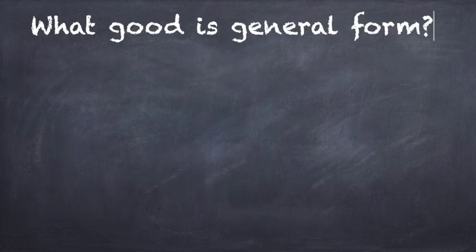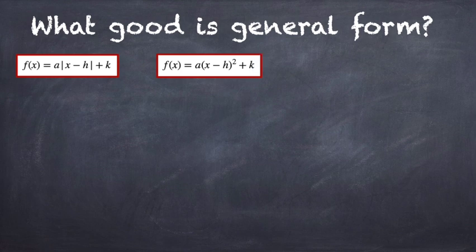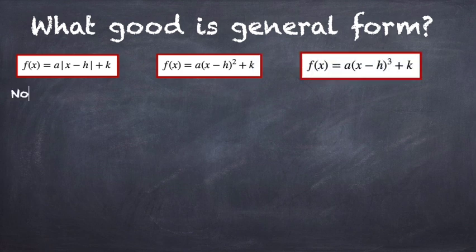But that's not all that all of these have in common, okay? We still have all three of these. We talked about our A value, which determines our vertical expansion or compression. Our output values get larger or smaller. We talked about our H value, okay? If our H value is positive, we go that many units to the right. If we have an H value that's negative, we go that many units to the left, okay?